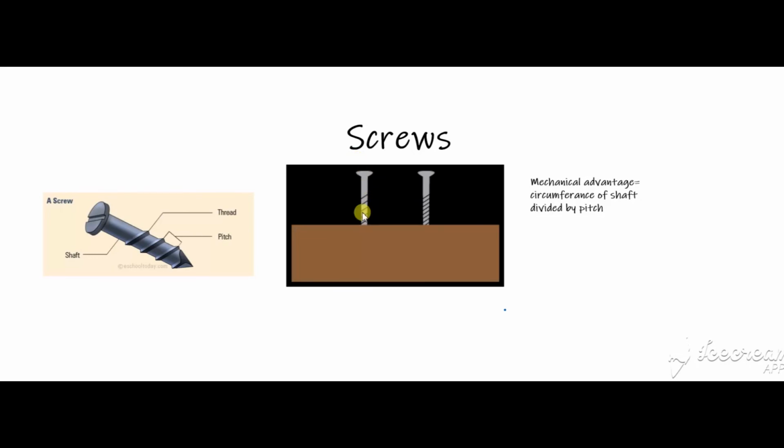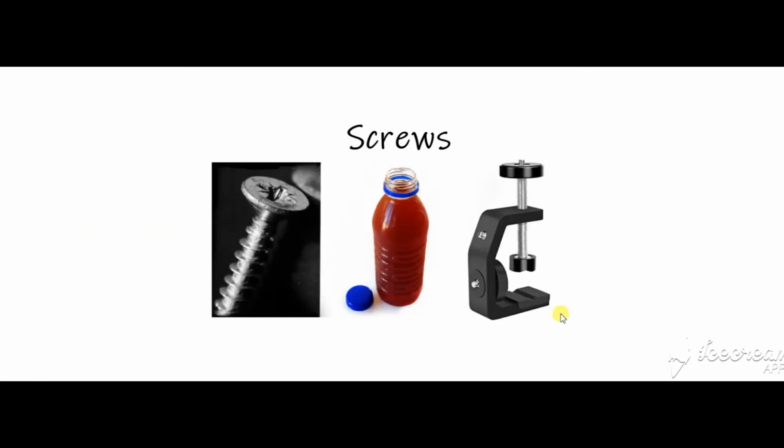What are some examples of screws in our lives? Well, of course, we see screws like these, which are used to hold things together. We also talked about water bottle lids acting like screws, and lids of other containers like jars are often screws. We can also use screws in things like clamps, which convert rotational motion into forwards or downwards motion to hold something in place.